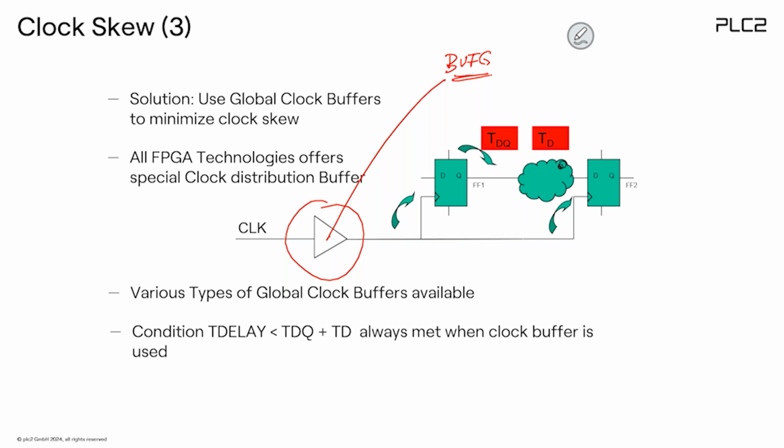If you describe this, you do maybe instantiation, or the synthesis will do it automatically for you, then it's guaranteed. There is no skew which is available or which is implemented here or which is present, and your circuit will run. Okay, so that's a big point.